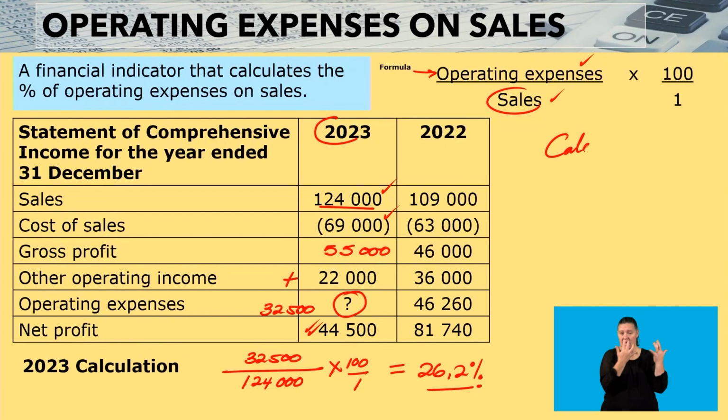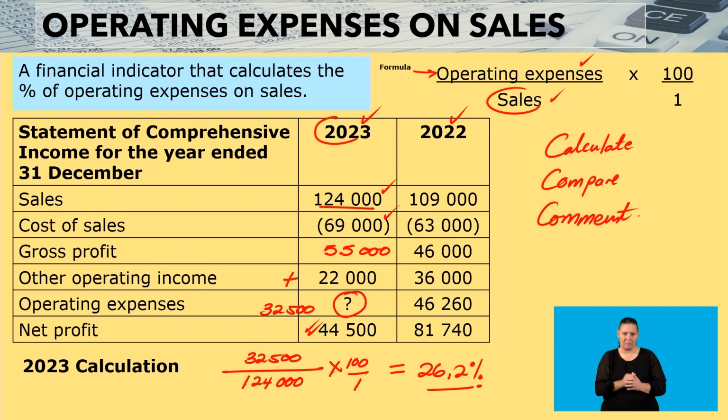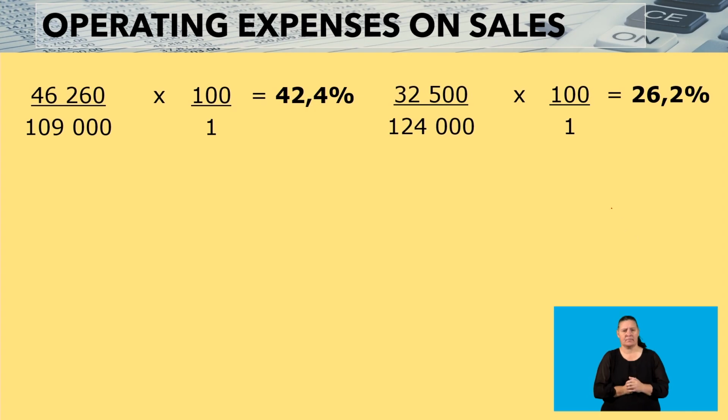Now remember what I said. First, we calculate. Secondly, we compare. So now we have the 2 years, 2022 and 2023. Now we can compare, then we can comment. Let us go and see if we can do that. We have our 2022 amount, and our 2023 amount.